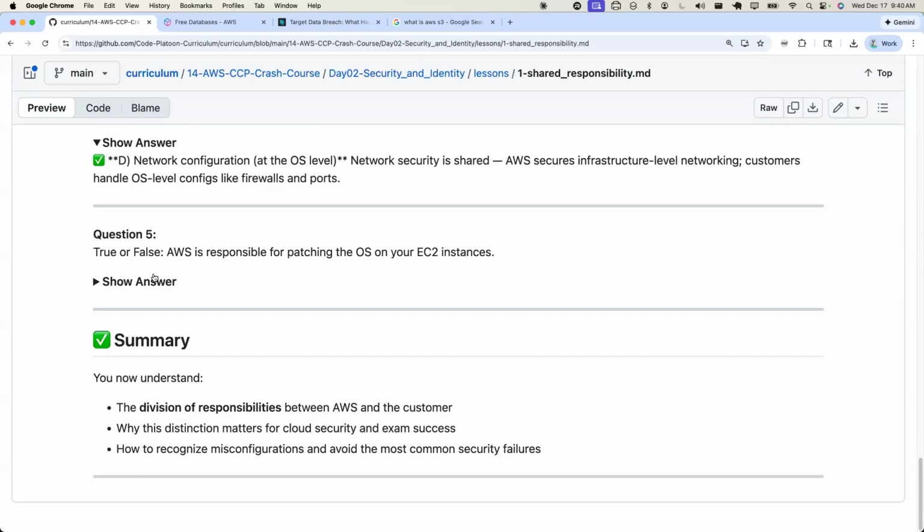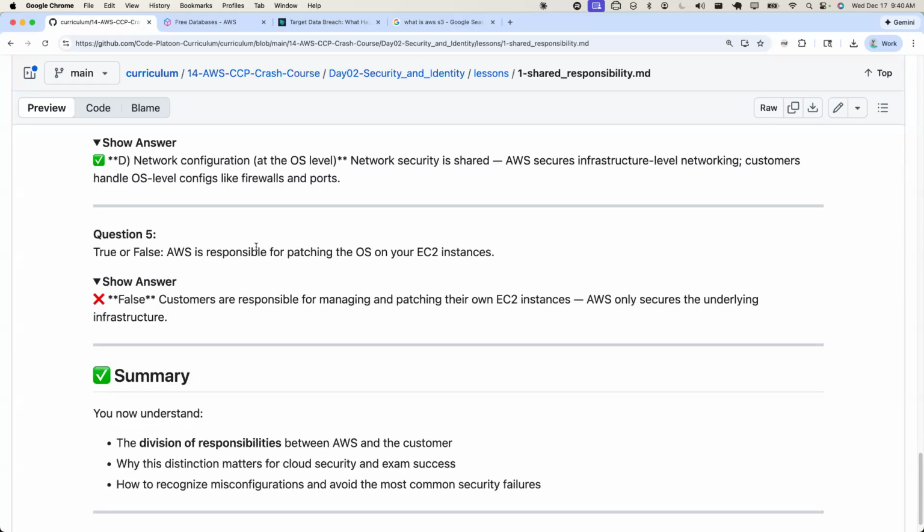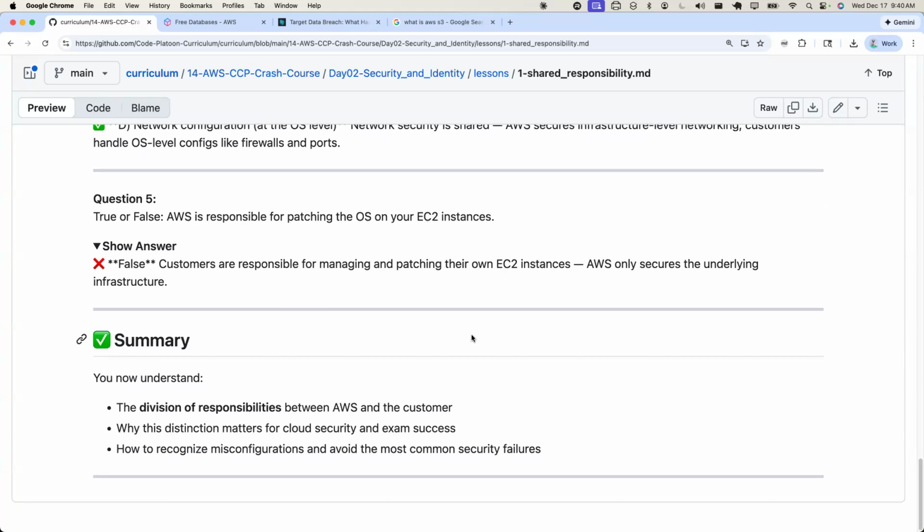AWS is responsible for patching the OS on your EC2. I remember mentioning this, so this one's going to be a gimme. AWS only secures the underlying infrastructure. So we've talked about division of responsibilities, the shared responsibility model, why it matters, and some of the most common security failures, and seen some sample questions.